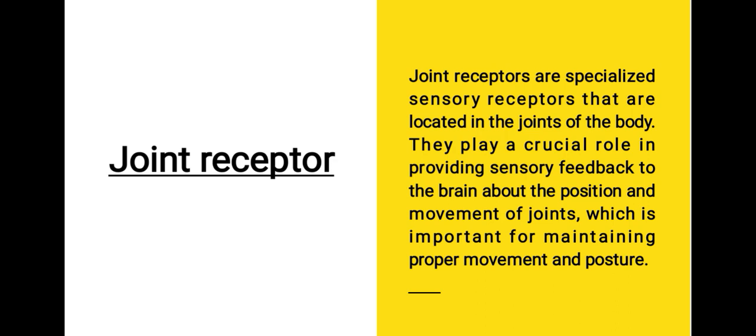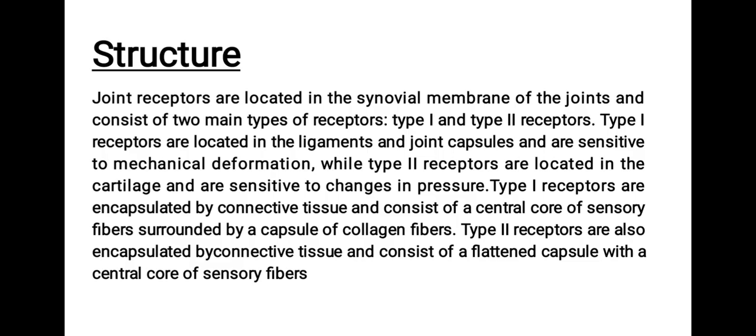Joint receptors, which detect positional movement of joints, which is important for maintaining proper movement and posture. Type 1 and type 2 receptors are there. Type 1 receptors are located in the ligaments and joint capsules and are sensitive to mechanical deformation, while type 2 receptors are located in the cartilage and are sensitive to change in pressure.